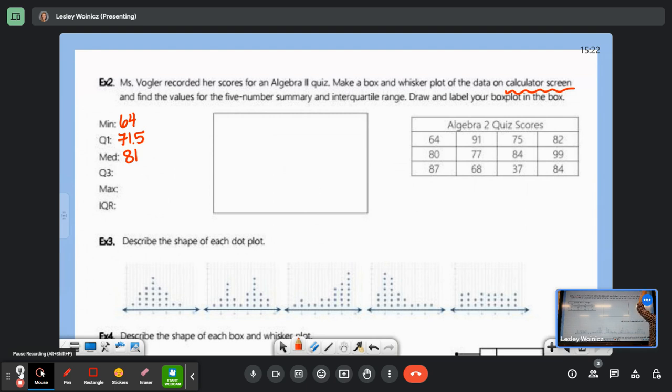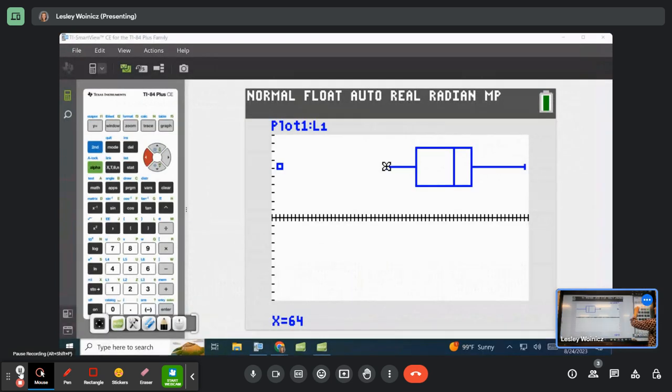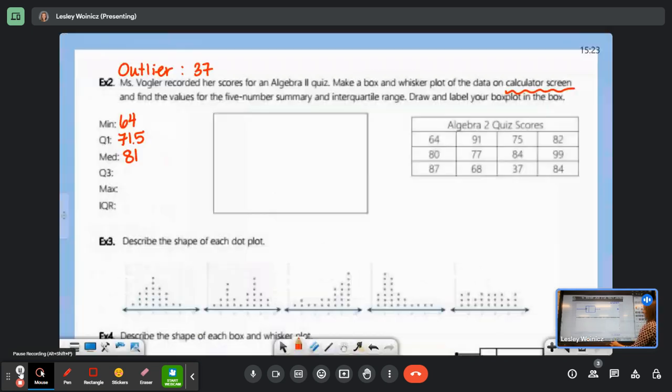Okay, it's treating the 37 as an outlier. So up at the top, you can say outlier is 37. You can add that one. Yes, in the box. All right, my Q3. Q3 is 85.5. And my max is 99. I can just remember that was the biggest.